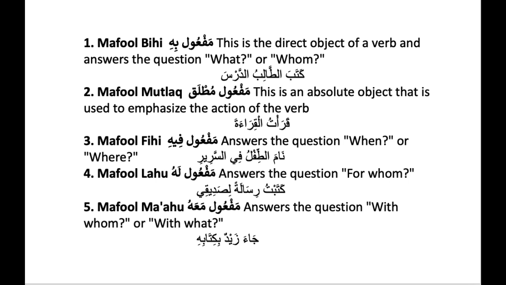Mafool mutlaq, this is an absolute object that is used to emphasize the action of the verb and is usually derived from the same root as the verb. It often repeats the meaning of the verb in a noun form. For example, qara'atul qira'ata, I read like proper reading, where al-qira'ata is the Mafool mutlaq, emphasizing the action of reading.